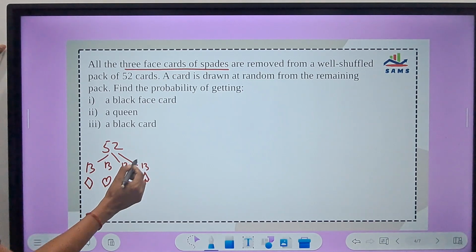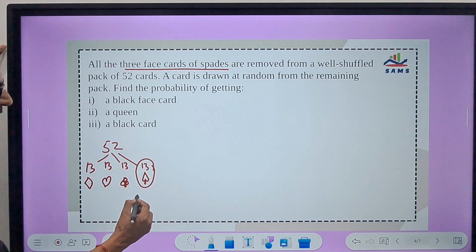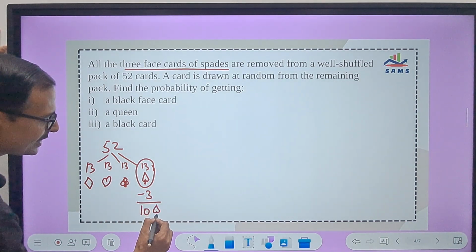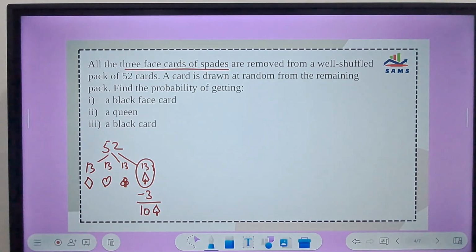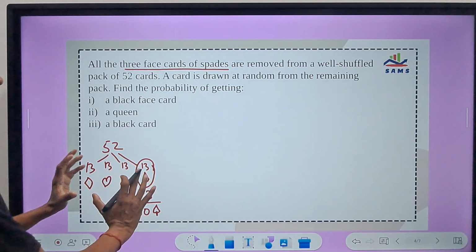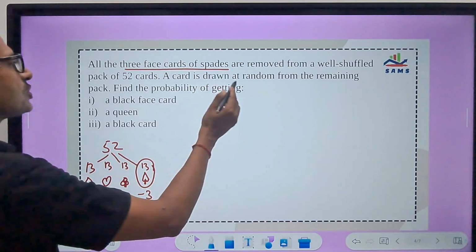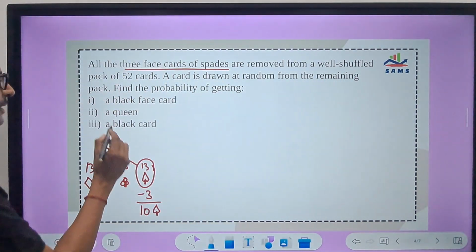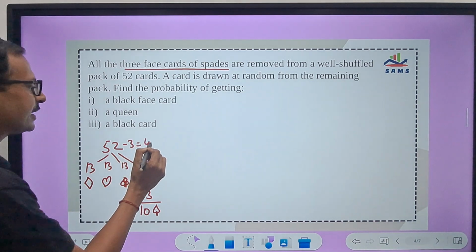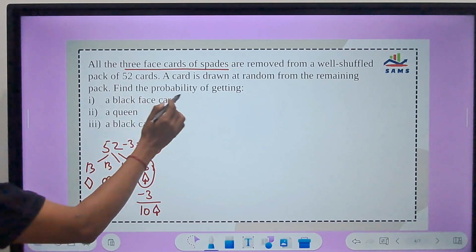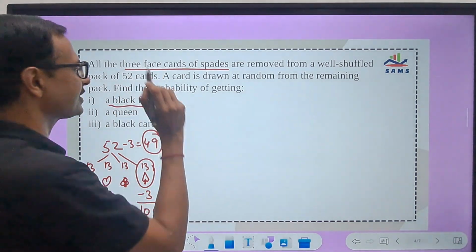Now these 13 spades, we are removing 3 cards. And now the spades are only 10. So there are 10 spades now. Okay, this is schematic. We just do it for understanding's sake. A card is drawn at random from the remaining pack. So minus 3, 49 cards are now remaining. And from these 49 cards, we are taking out a card. Find the probability of getting a black face card.